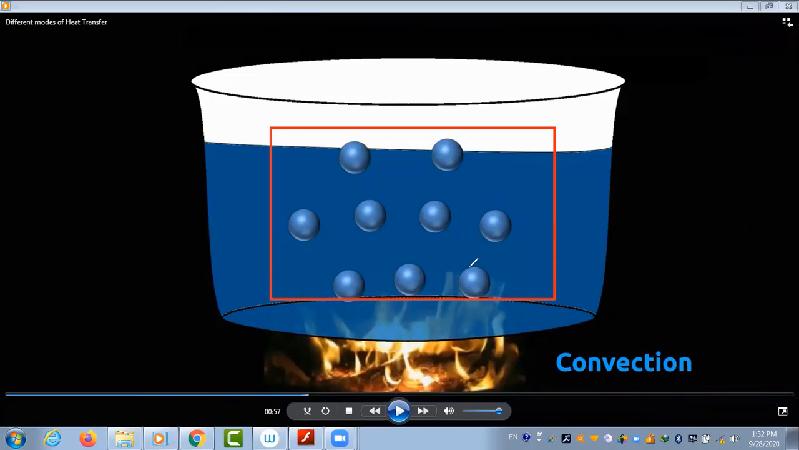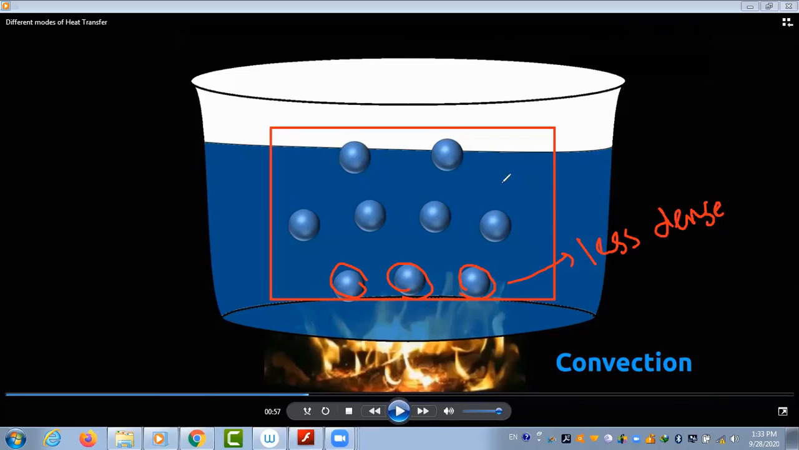Here you can see that these particles are down, so they get thermal energy by contact from the metal pan. Then when they get hotter, they move faster. When they are hotter, they move what? Faster. This is number one. Number two, they move away from each other. This means they become less dense.